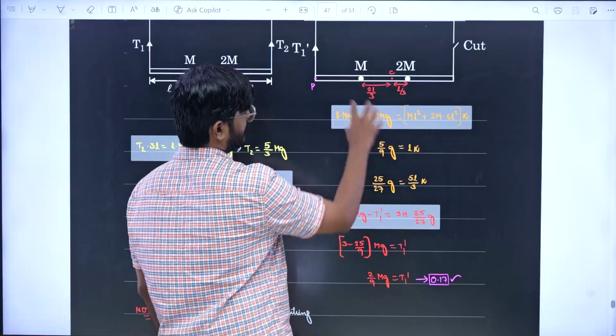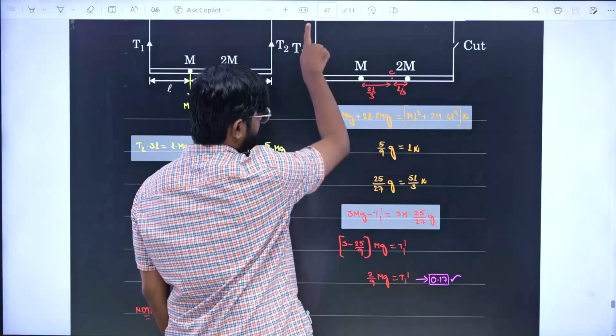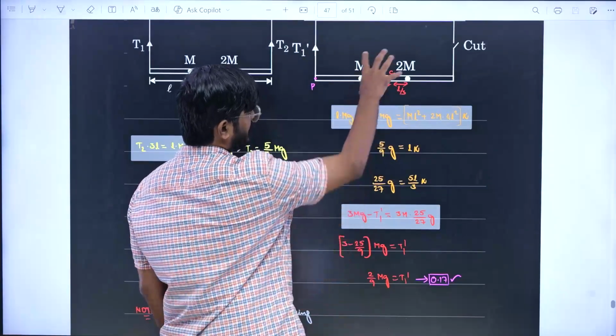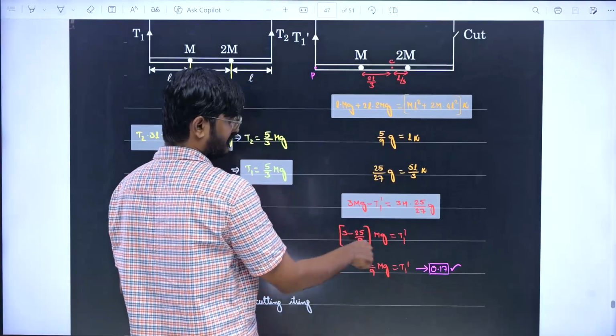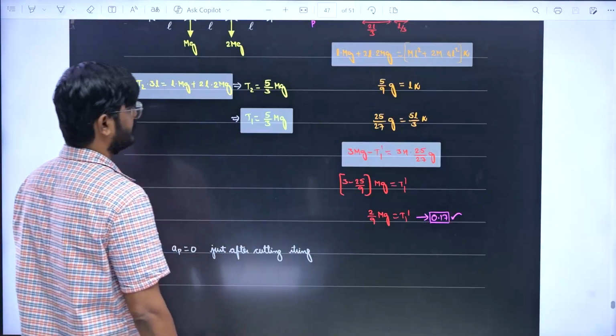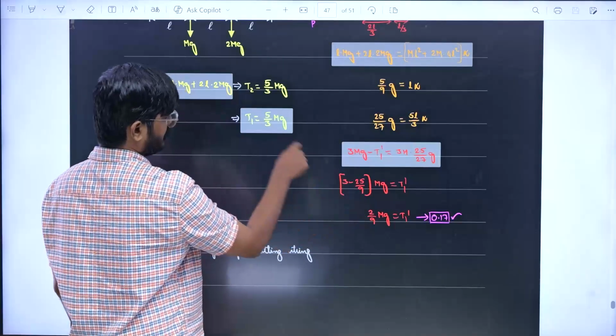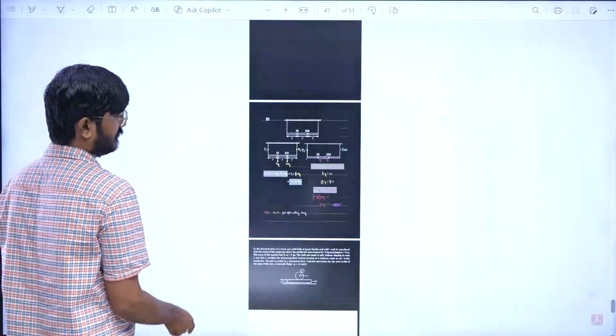So this is the acceleration of the center of mass of the system. So 3mg minus T dash should be equal to total mass into the acceleration of the center of mass. From there you will be getting T dash. You need to take the ratio of these two. It was written wrong, it is 4mg by 3.